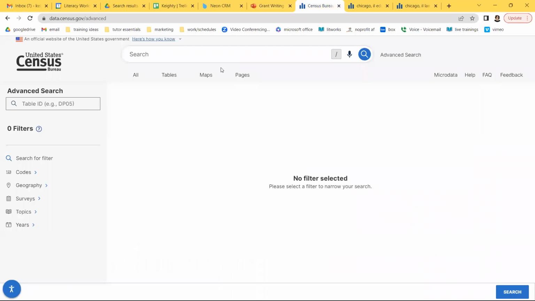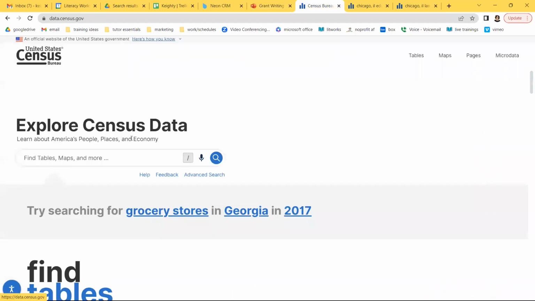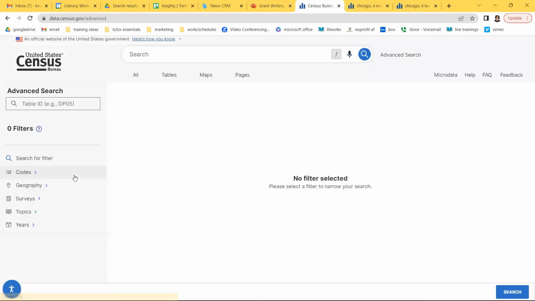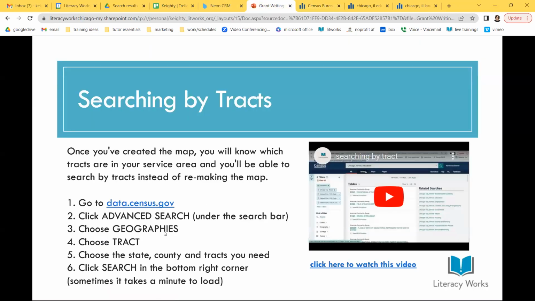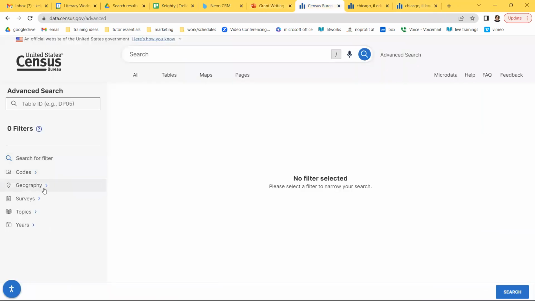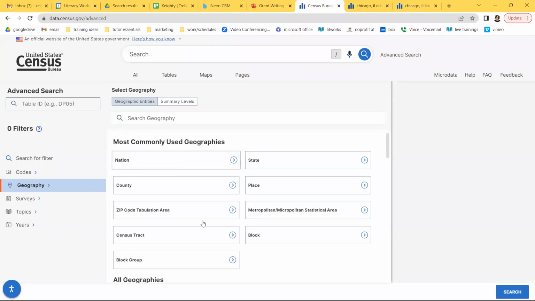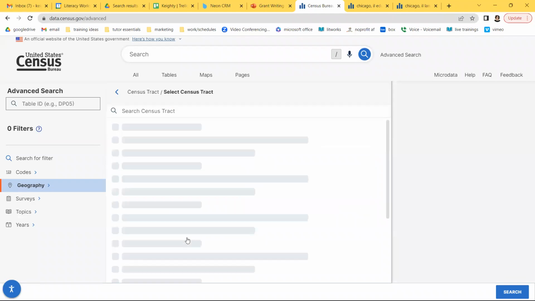So instead of clicking on the search bar and going through those steps, we're actually going to click advanced search so that we can go through here. And here we're going to click on geographies, and we're going to choose tract. And again, I have my numbers written down. So here on the left-hand side, it says no filter, advanced search, geography. Now we're going to click on census tract.